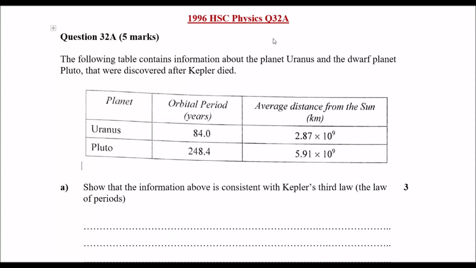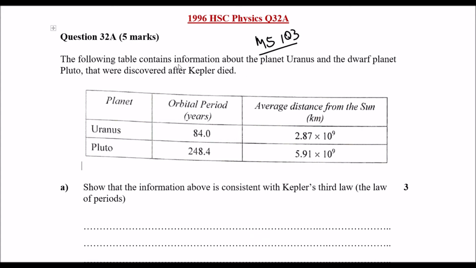Today we'll be going through another exam paper question. This is the 1996 HSC Physics paper, question 32. This is to answer Module 5, Inquiry Question 3. This is going to be all about motion in gravitational fields.